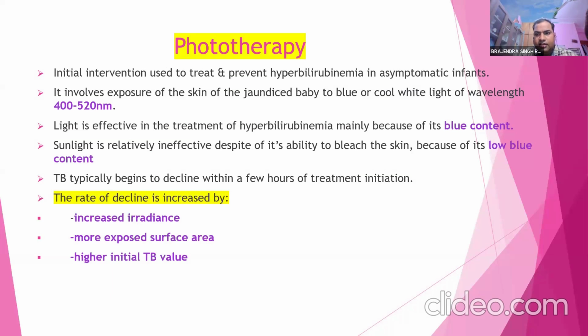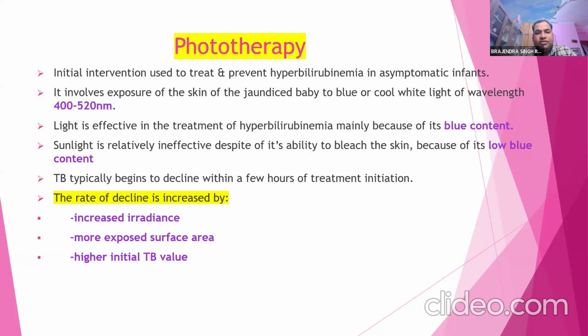Phototherapy helps in neonatal jaundice by its specific wavelength, about 400 to 520 nanometer range, to convert the unconjugated to conjugated bilirubin level. Light is effective in the treatment of hyperbilirubinemia mainly because of blue content, and sunlight is relatively ineffective despite its ability to bleach the skin because of its low blue content. Understand? Blue content of light can help in the conversion of unconjugated to conjugated bilirubin level, but low blue content does not help in this.